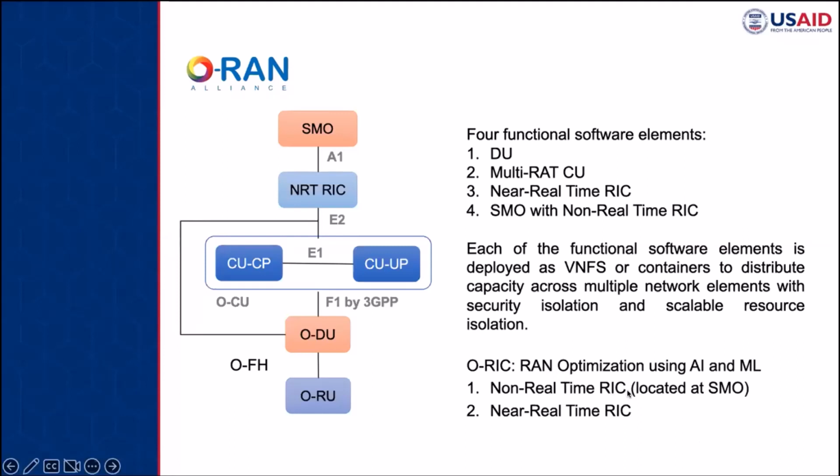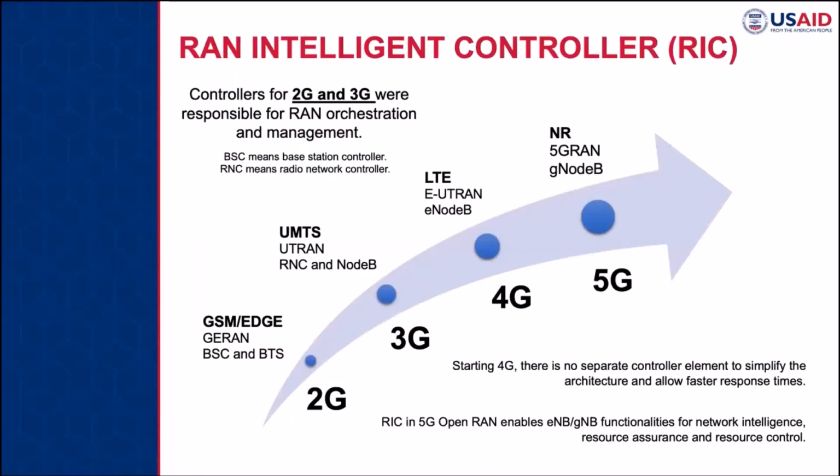These RAN intelligent controllers can help optimize the whole network here. Okay, so ayan, I've mentioned earlier the RAN intelligent controllers. In earlier generations, there are actually controllers, but they have a somewhat different name. So for 2G and 3G, there are specified controllers like the BSC, base station controller, and RNC, radio network controller. They were responsible for RAN orchestration and management.